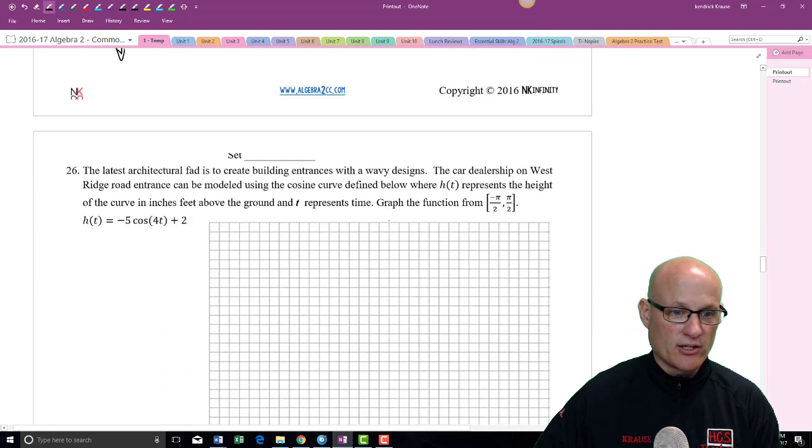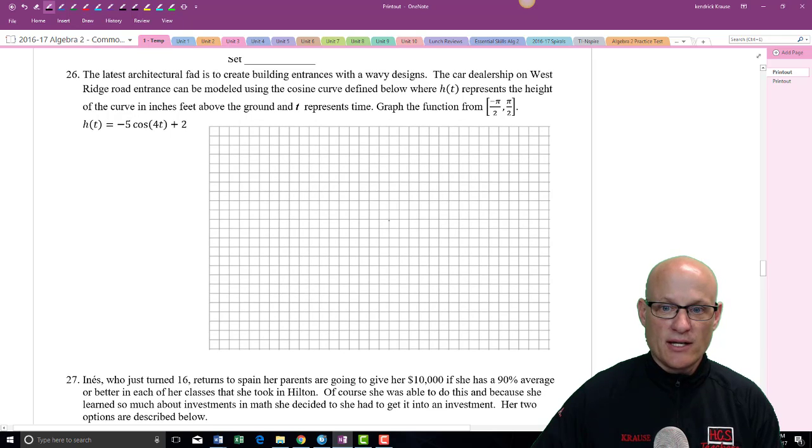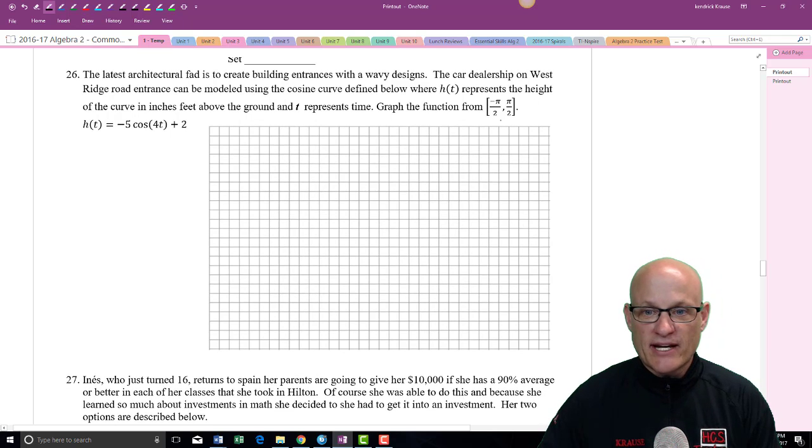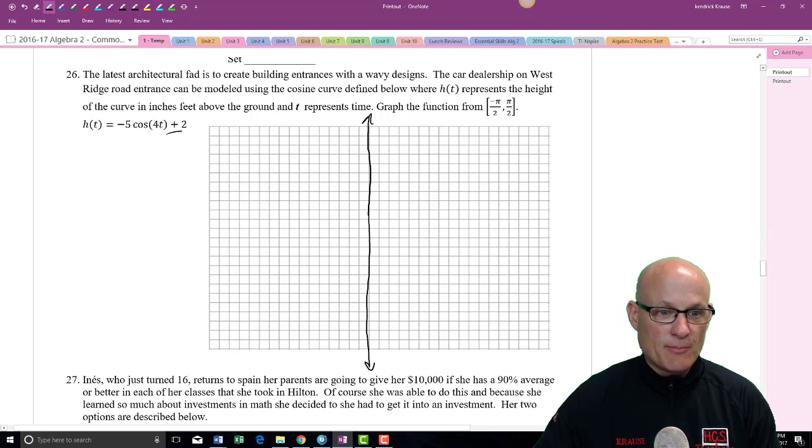Next one I think is a cosine curve. So this one, now this one they tell us we're going to graph from negative pi over 2 to pi over 2. That means I'm going to put my axes right in the middle. Now I am going to look at my midline first before I put the x-axis in. The midline is up 2, so I'm going to put the x-axis a little bit lower. It doesn't have to be much lower.